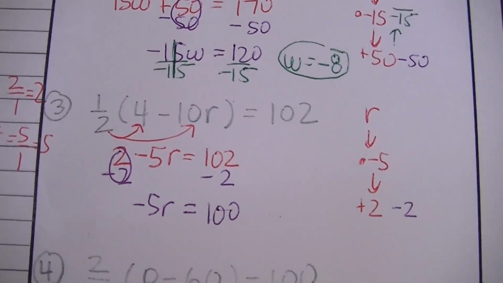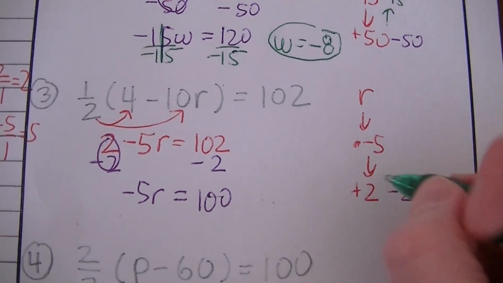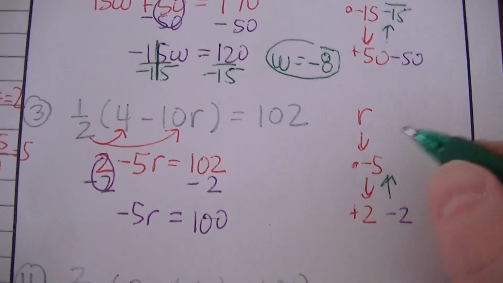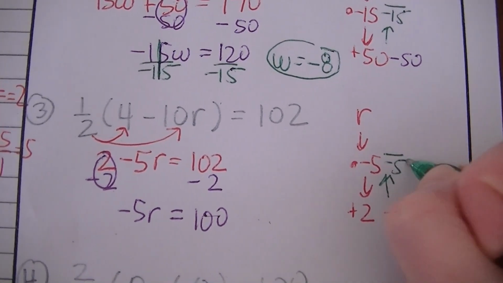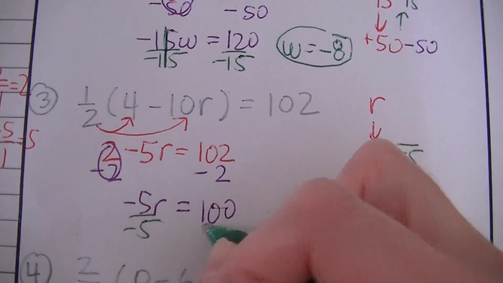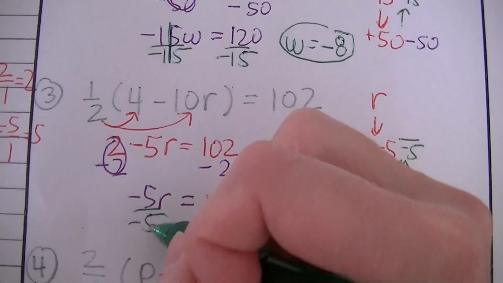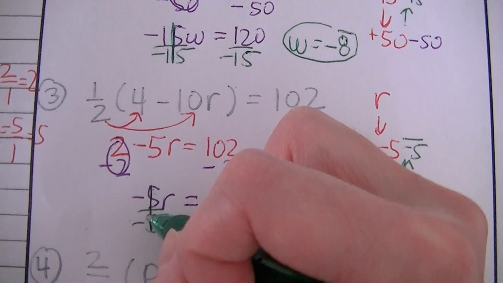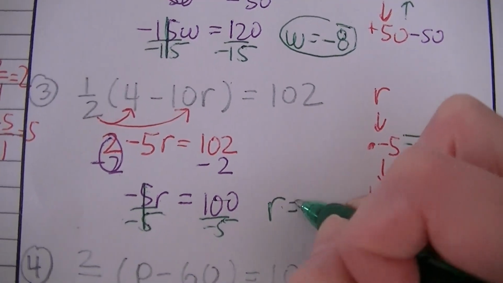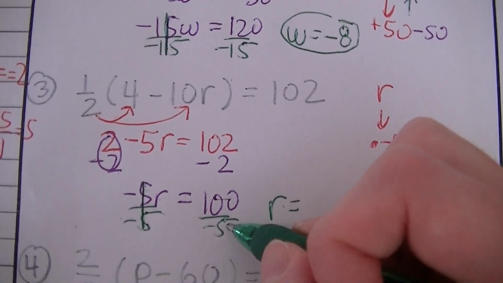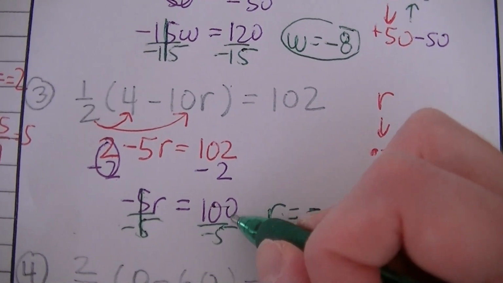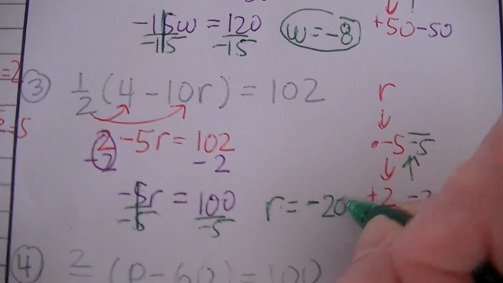Okay, now we are going back up. So the inverse operation of times -5 is to divide by -5. Do that to both sides of that equal sign. Negative 5 divided by negative 5 is 1. 1 times r is r, or 1r, same thing. And then a positive divided by a negative is going to give me a negative answer. So 100 divided by negative 5 is negative 20.